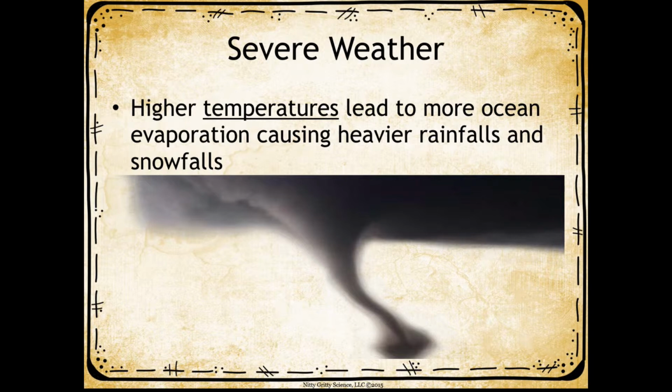Higher temperatures are going to lead to more ocean evaporation, which causes heavier rainfalls and snowfalls. So this leads to the intensity of our storms as well. Again, I feel like we're getting a lot more hurricanes than what we had in the last 20 years. So, I mean, just the last 5 years of climate changes that we've had, I think has been pretty noticeable.